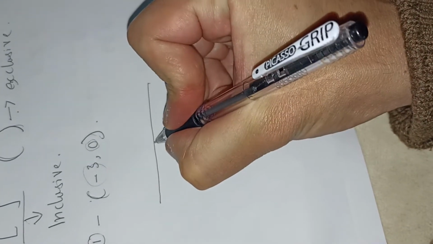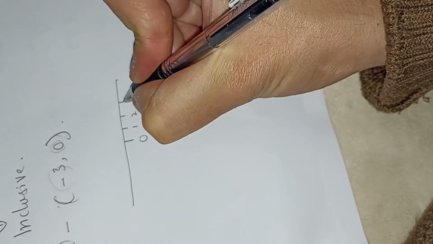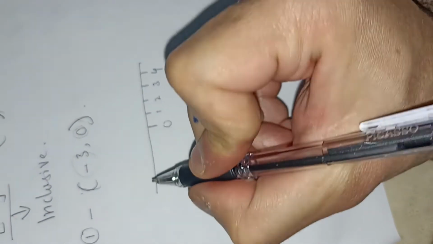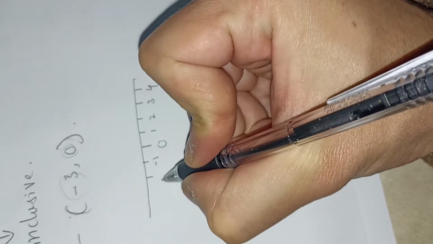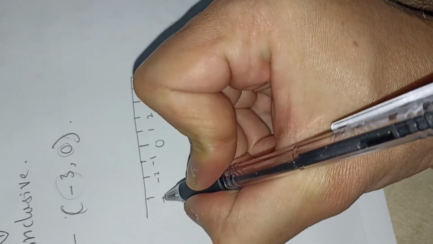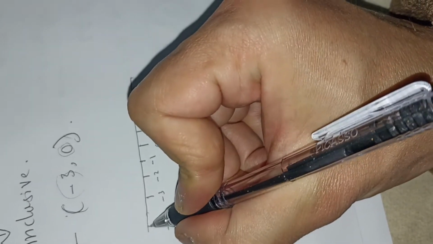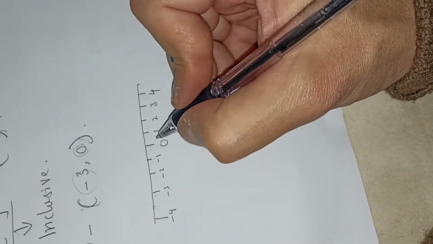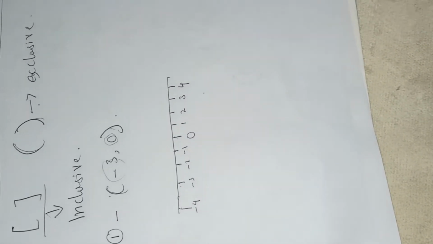So this is the 0. Okay, on the right hand side you have 1, 2, 3 and 4. That is enough. Then you come on the left hand side of your 0, so it will be minus 1, minus 2, minus 3 and minus 4. Okay, all this distance should be equal. If you are using graph paper, it will be easier. Otherwise you can draw it like that by using a scale.